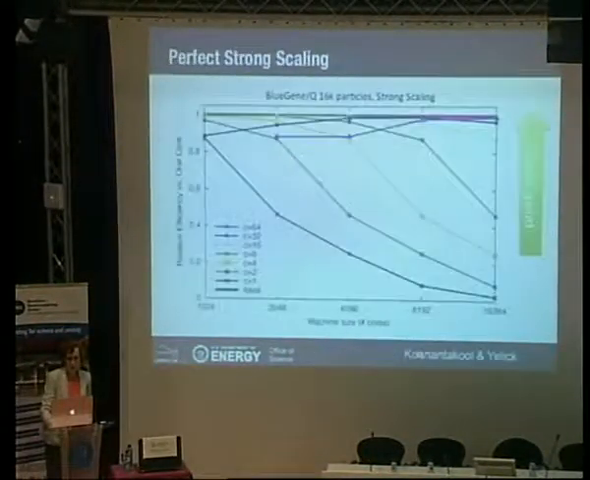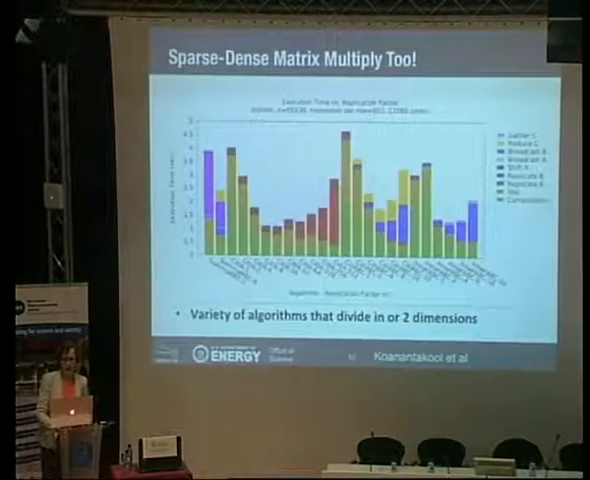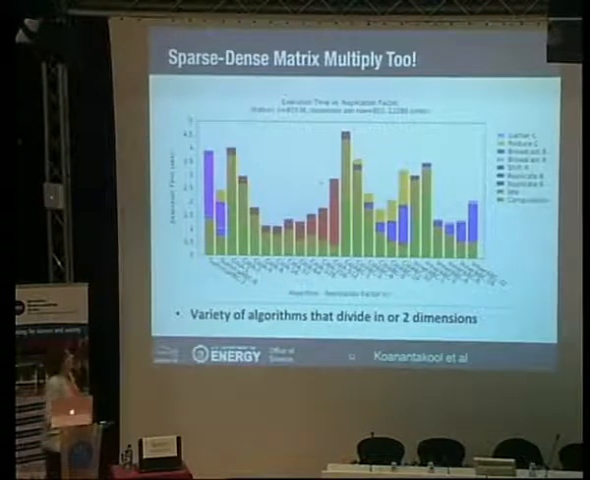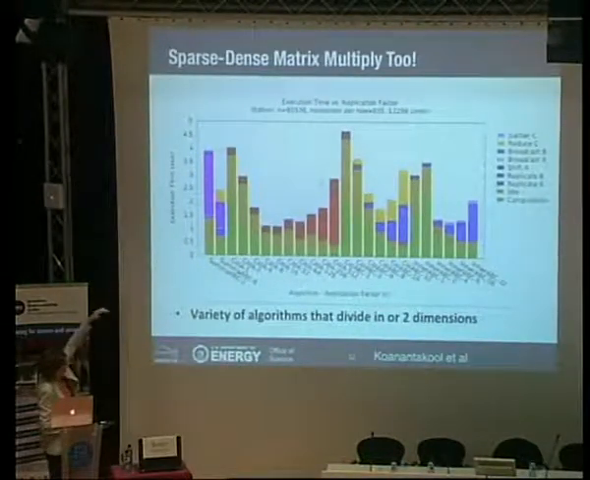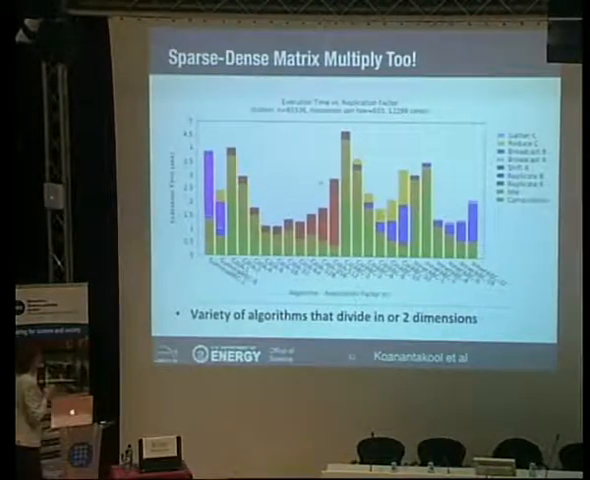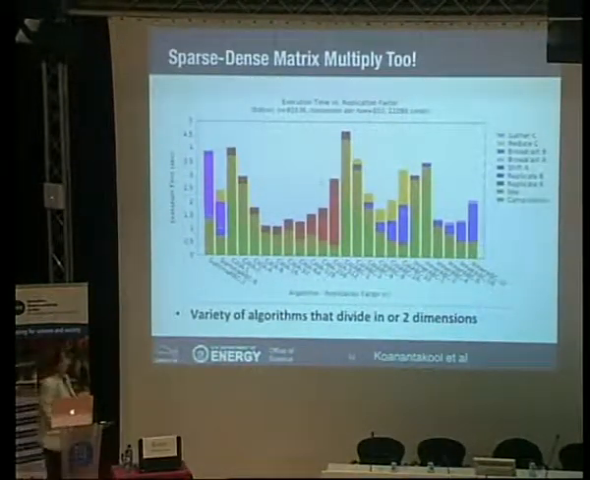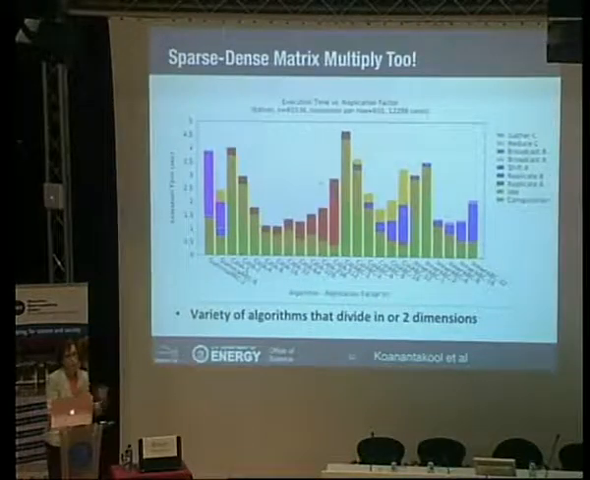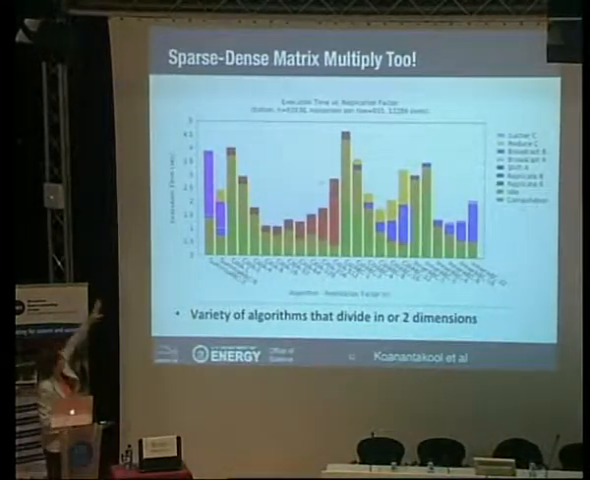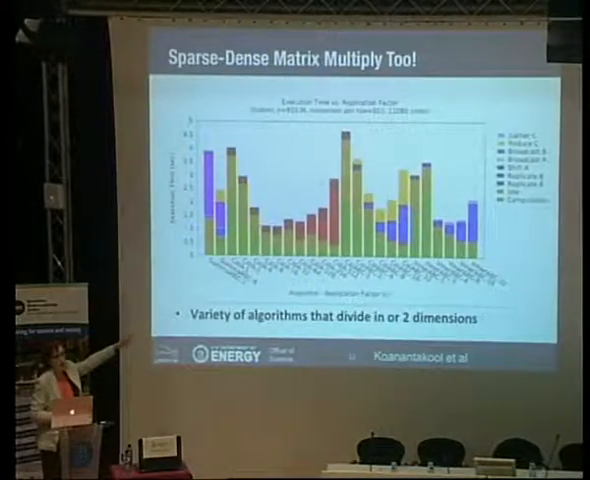I think I'll skip the symmetric example and just mention that this idea can also be used on sparse dense matrix multiply, where there's a number of different algorithms that we're looking at. One of my students, Penporn Koanantakul, did this work. So these are 0.5D algorithms, both 2.5 and 1.5D algorithms for sparse dense matrix multiply, and you can see enormous spread in the execution time here.